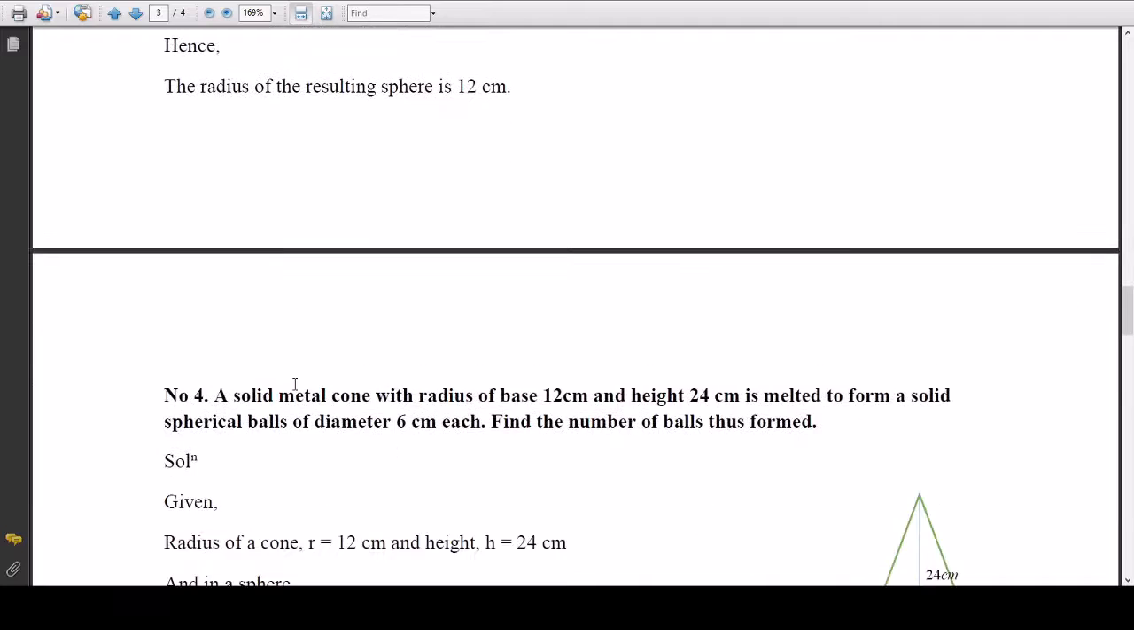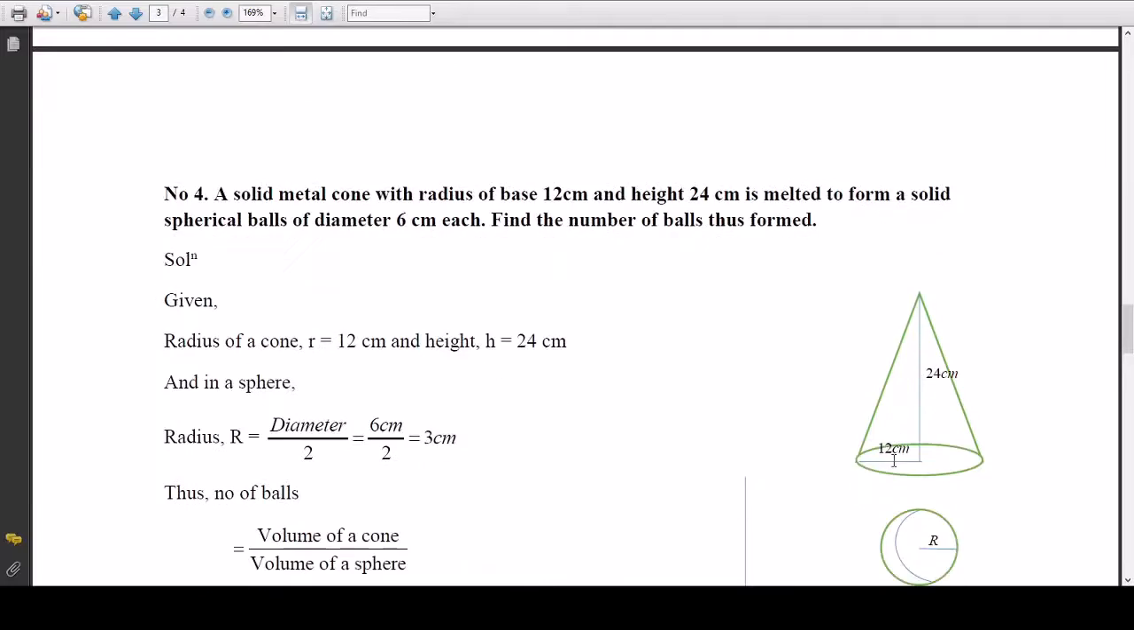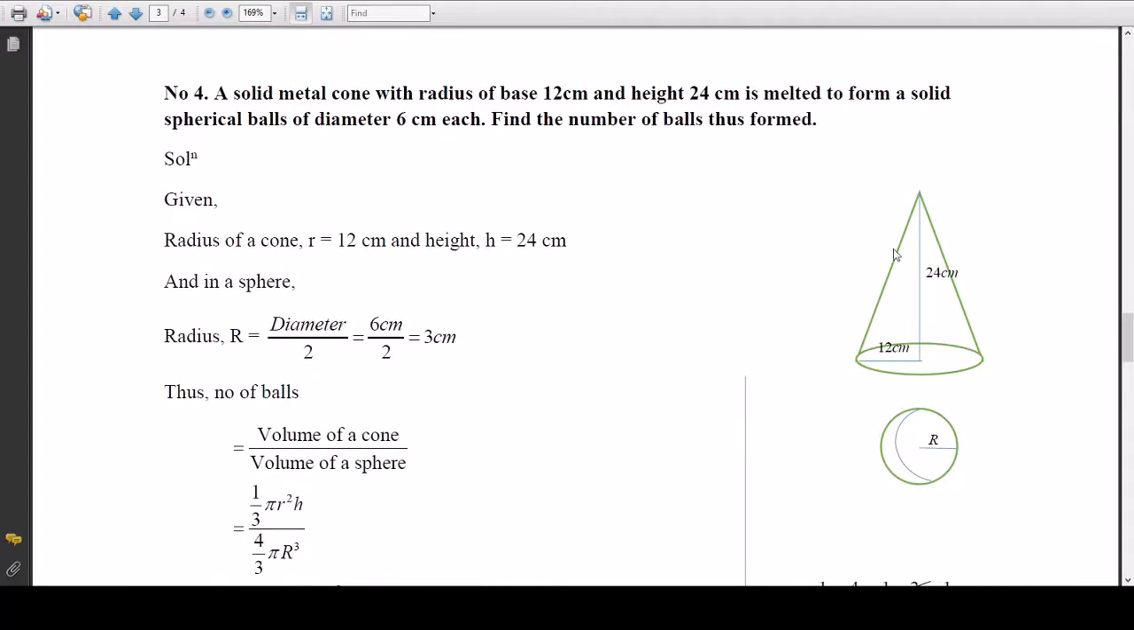Okay, now next with problem 4. A solid metal cone with radius of base 12 centimeter and height 24 centimeter is melted to form solid spherical balls of diameter 6 centimeter each. Find the number of balls formed. Okay, here I've shown you in a figure. This is the metal cone, base radius 12 centimeter, height 24 centimeter, and this is melted to form small spherical balls of diameter 6 centimeter. Find the number of balls.